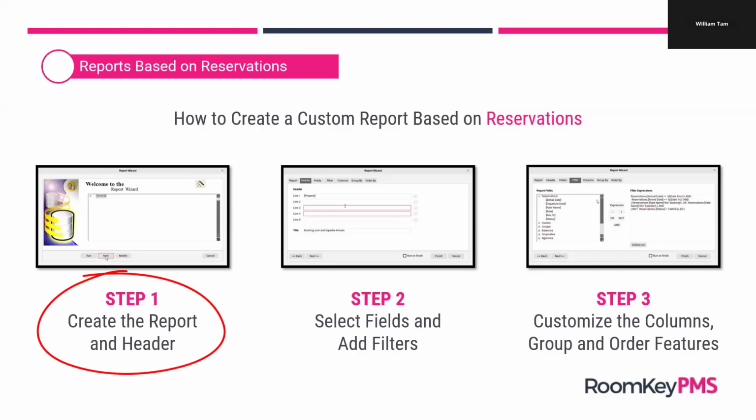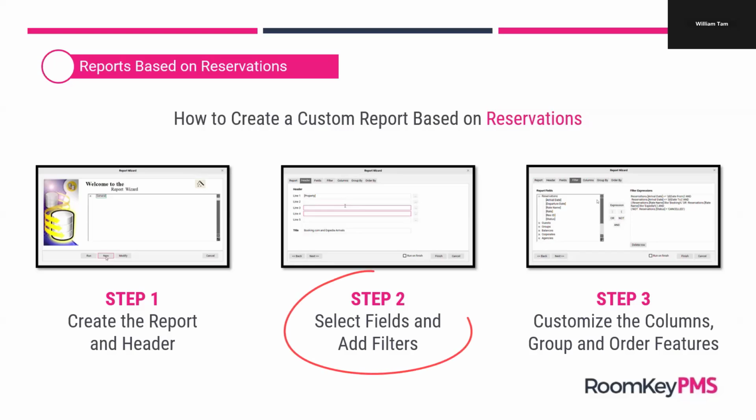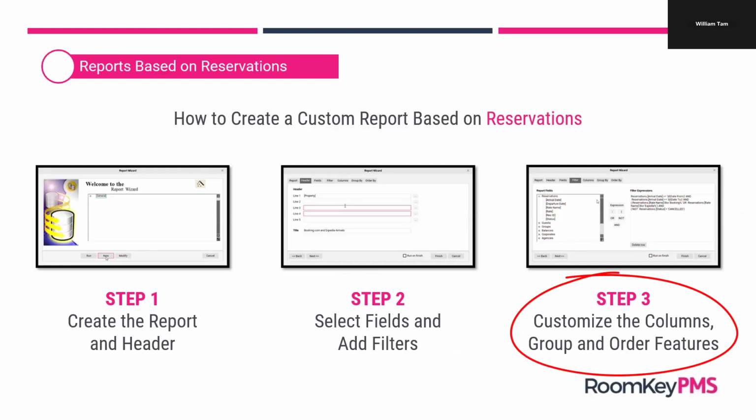Step one is to create the report and header for the report. Step two is to select the fields and add filters using those selected fields. And then step three is to customize the columns, the grouping, or the order features. And that's just more of an aesthetic step at the very end to make sure that the report is easy to read and accessible for your team.